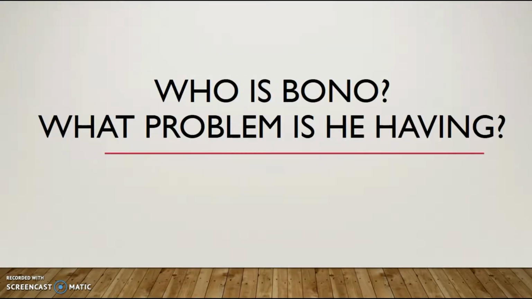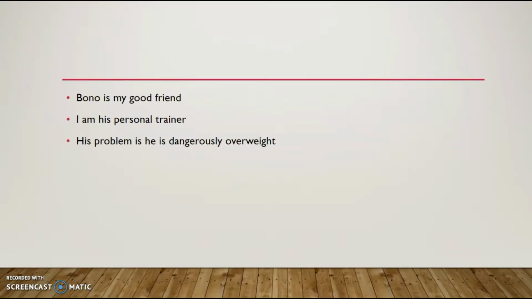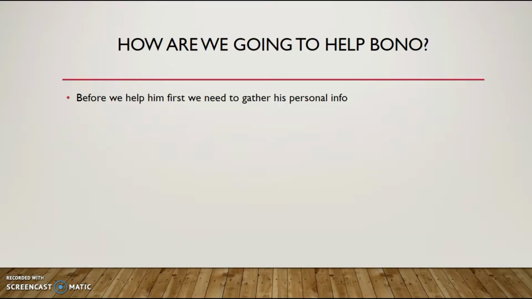First of all, who is Bono and what problem is he having? Bono is a good friend of mine and currently I'm his personal trainer. His problem is he is dangerously overweight, so he came to me asking for my help. Therefore, my main objective is to help him to reduce weight and become a healthy person.